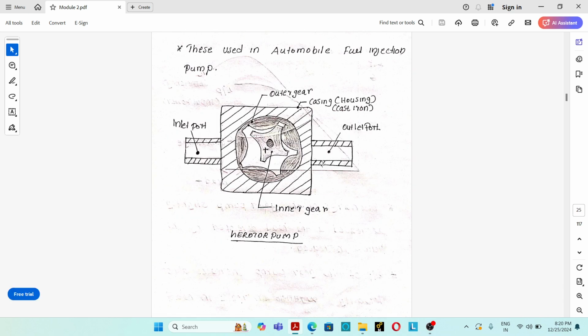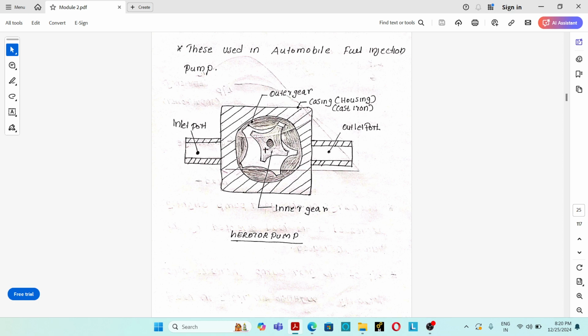So this is the figure of the gear rotor pump. Gear rotor pump consists of an internal gear and an external gear. This is the internal gear and this is the external gear. This is the pump casing. So the internal gear, or inner gear, is known as the gear rotor gear.